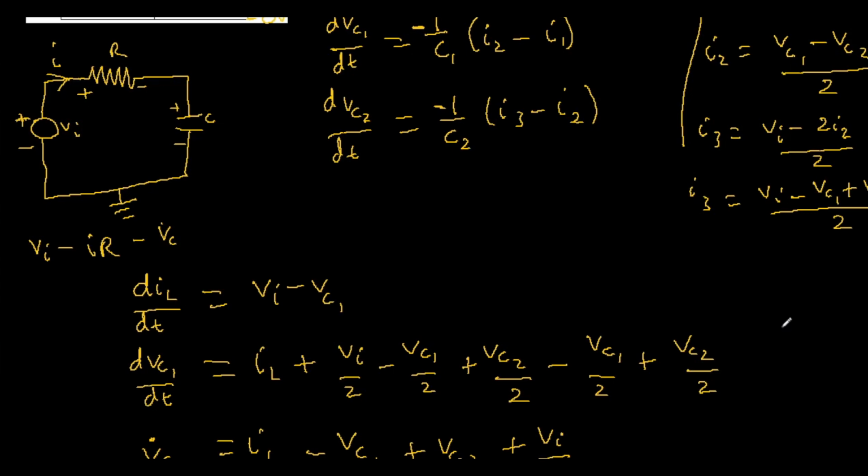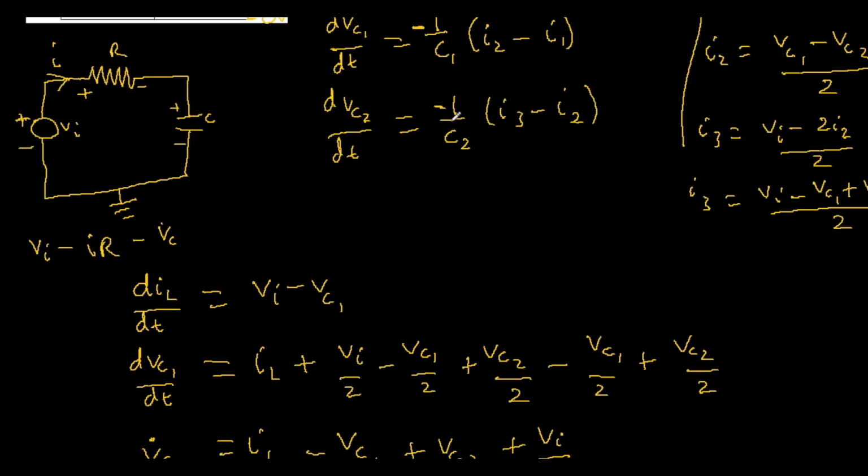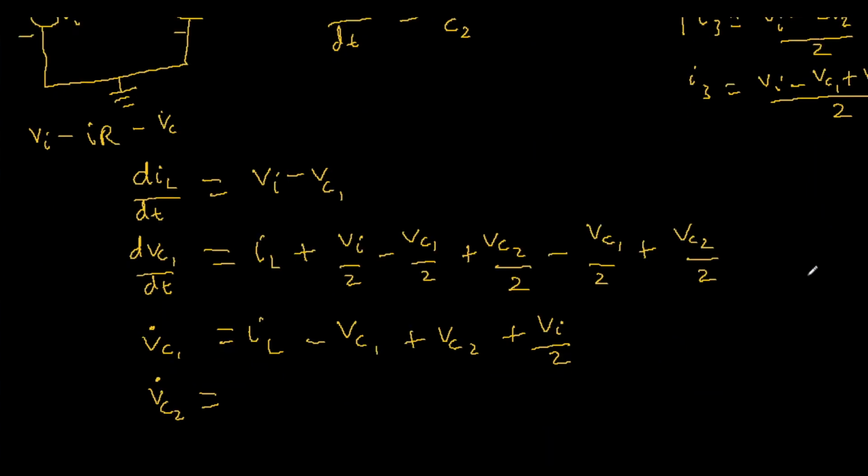Okay, so the third equation, VC2 says I2 minus I3. I will not write the dt. I'll just simply write it as VC2 dot is equal to, let me just confirm that, I2 minus I3. And taking the negative sign in, that becomes I2 minus I3. I2 is VC1 minus VC2, so VC1 over 2 minus VC2 over 2, minus I3. I3 is this expression over here, minus VI over 2 plus VC1 over 2 minus VC2 over 2.